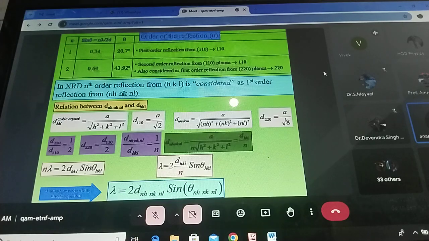So that's true. Okay, sir. Thank you so much. Minimum 0.1 mm size, so it contains thousands of layers. Okay, thank you, sir.